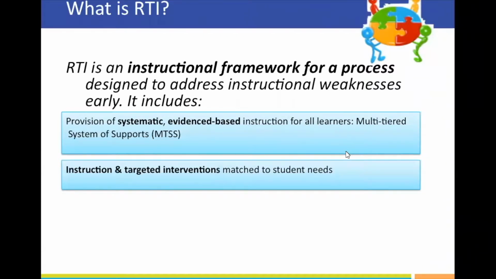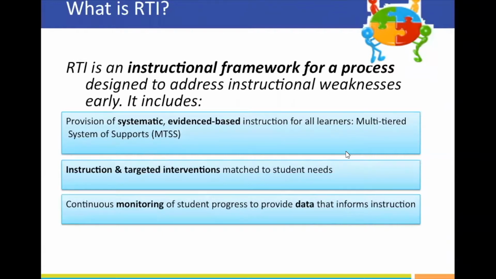It also includes instruction and targeted interventions matched to student needs. RTI means moving away from the old model where teachers identified students who were not achieving and then passed the responsibility on to a special educator without considering what would happen next. RTI means a shared ownership for all students in providing instruction and targeting interventions when that instruction is not working.